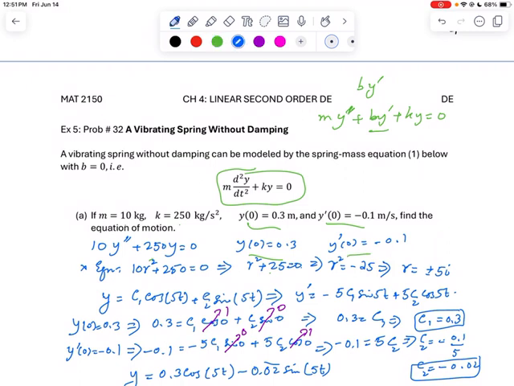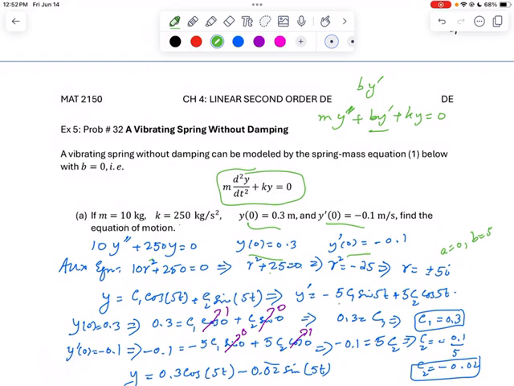And so we write our auxiliary equation, and that gives us 10r squared plus 250 is equal to 0, which gives us the roots of the equation. r is equal to plus minus 5i. So you notice here that a is 0 and b is 5. So we write our general solution. It will be c1 cosine of 5t plus c2 sine of 5t, because a is 0, so the part e to the at is 1.